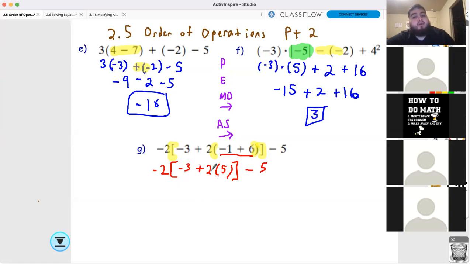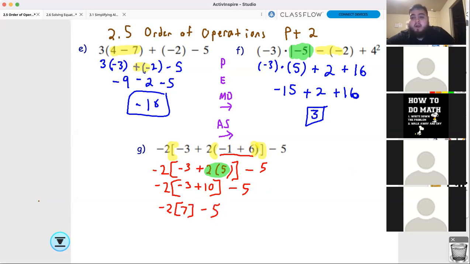Now we're doing this bracket. So before we can add -3 with the 2, we have to multiply the 2 times the 5. That is very important. So then we're gonna get -3 plus 10, and then simplify the inside. -3 plus 10 is a +7.